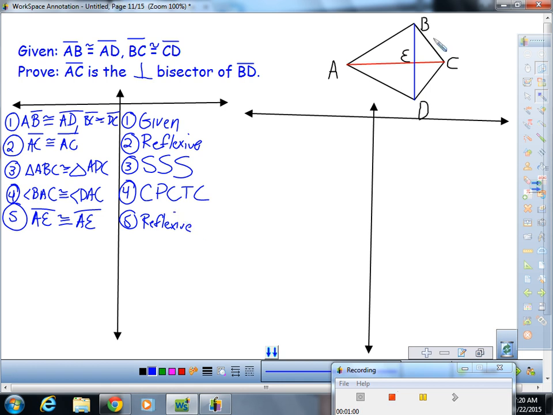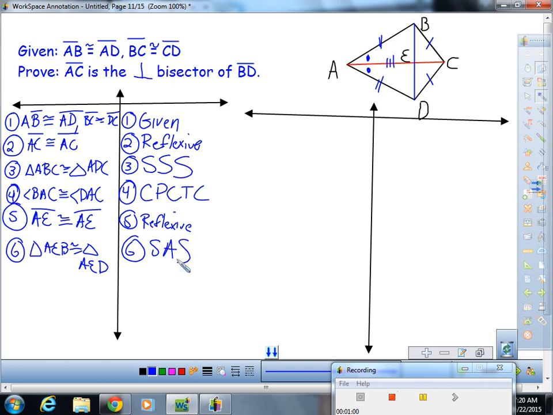So let's mark this thing up. We were given that. We CPCTC'd to get this, and we just stated that. So now can you see what we're going to do next? Go ahead, John. Triangle AEB is congruent to triangle AED. Now we got SAS there.